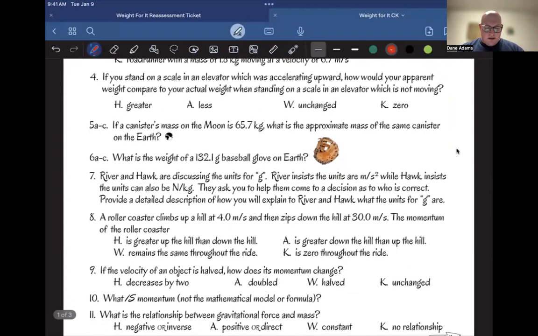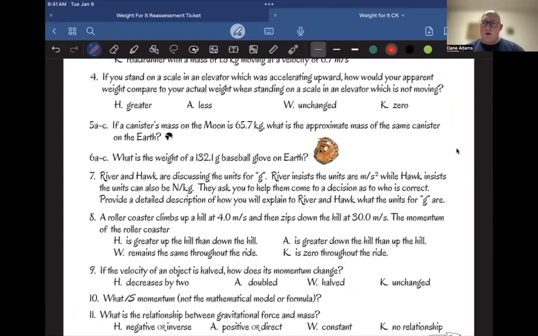Number 4, if you stand on a scale in an elevator which was accelerating upward, so that means it's either going up and speeding up, or it's going down and slowing down. Either way, the acceleration is upward. How would your apparent weight compare to your actual weight when standing on a scale in an elevator which is not moving? So if we remember the sensation of an elevator, the apparent weight is really all we're feeling.